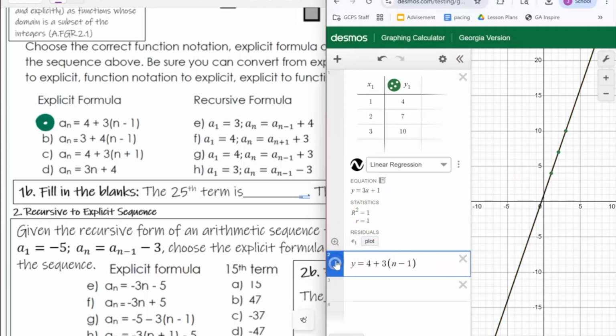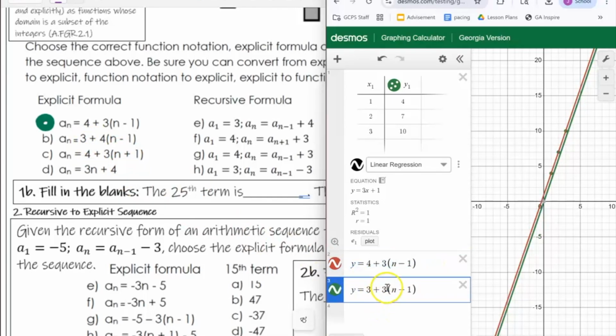And you can see that that matches because that's the answer, right? So we're going to type in everything else. So 3 plus 4, and I'm really just going to type the same thing and just change the numbers. So 3 plus 4, n minus 1, does that match?